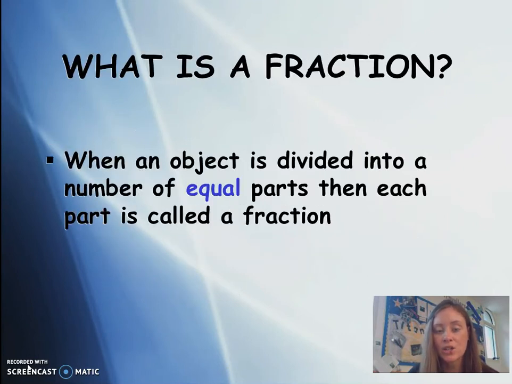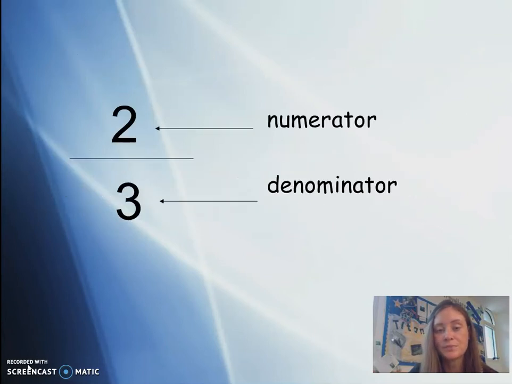A fraction is when an object is divided into a number of equal parts, then each part is called a fraction. It's so important when we're looking at fractions, we remember the word equal. In our fraction, we have two parts. We have the numerator, which is the top number, and we have the denominator, which is the bottom number.